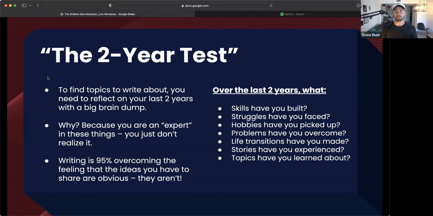Here's the breakthrough belief to have here: most beginner writers think they have to be an expert in something before they can write about it. And they look at all the big, broad topics and they're like, I'm just not an expert. I don't think I have anything credible enough to say on this. But what the 2-year test does is help you realize you are an expert in exactly the things you've experienced over the last 2 years.